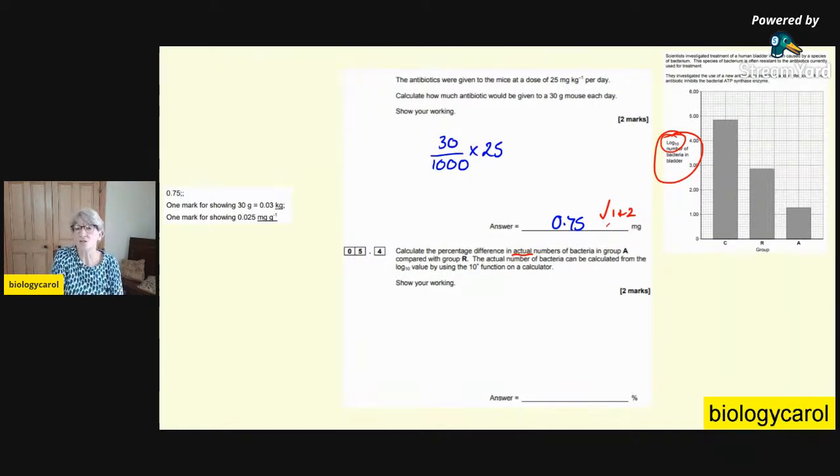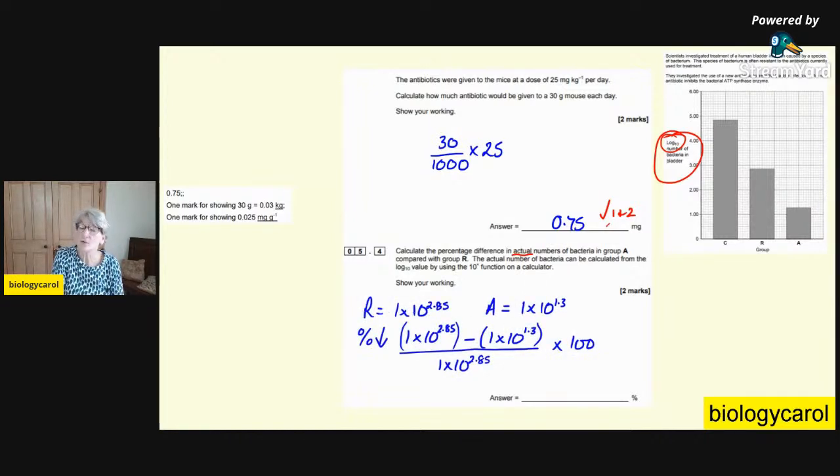I decided to do percentage decrease. Yes, I'm sure I did. So here am I showing my working. R is 1 times 10 to the power of 2.85. This is me estimating from this graph. And A is 1.3. So A is 1 times 10 to the 1.3.